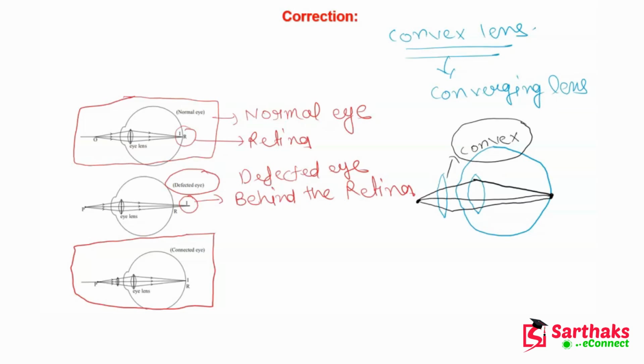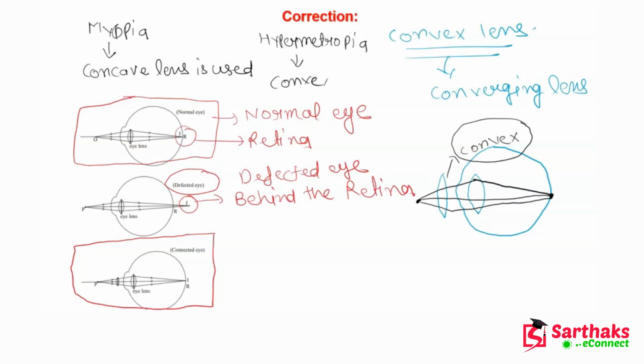So you will have to keep two things in your mind: whenever we talk about myopia, a concave lens is used, and when we talk about hypermetropia, then a convex lens is used. Convex lens is used. Okay, so I hope these things are clear to you. Now let's move ahead and talk about the other things related to this.